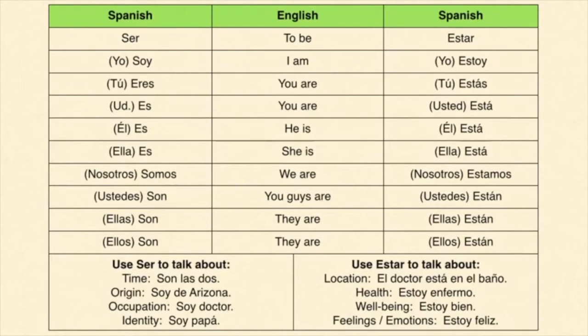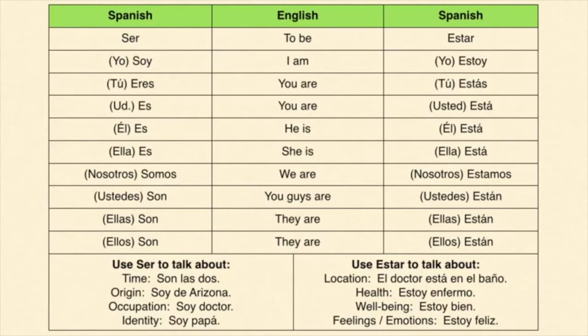So there are two ways of expressing each one of these things in English. So when do we use one and when do we use the other? Well, we use the ser side when we want to talk about time, origin or where we're from, occupation, or identity. Some examples of this: with time, son las dos, it is 2 o'clock.